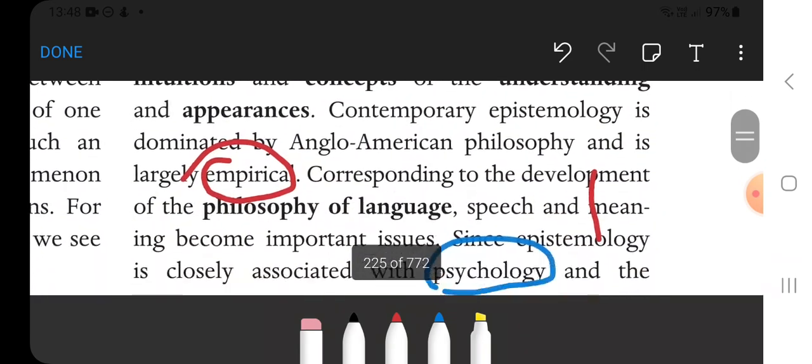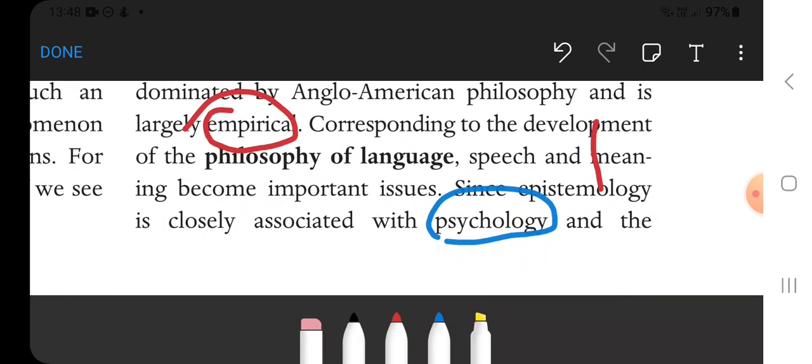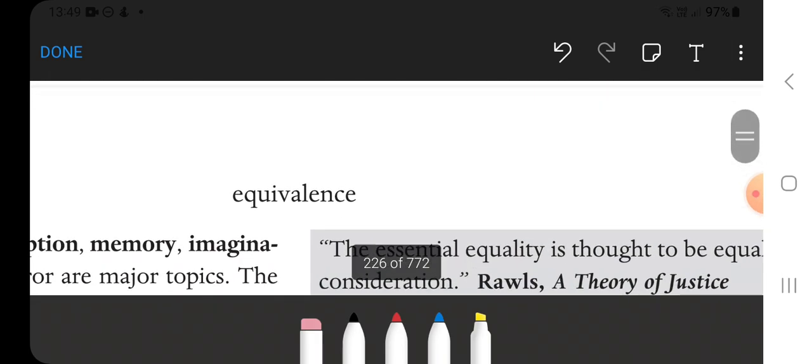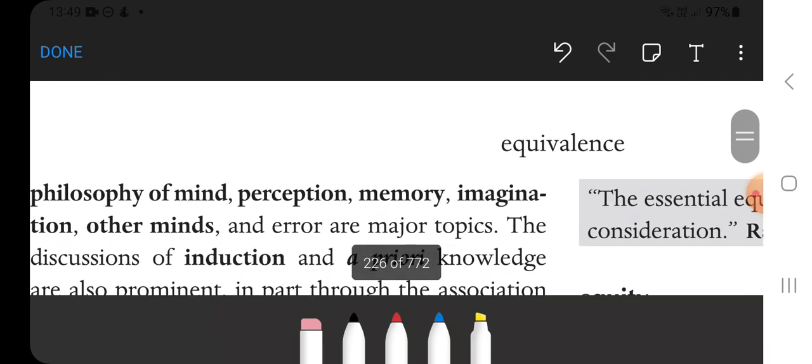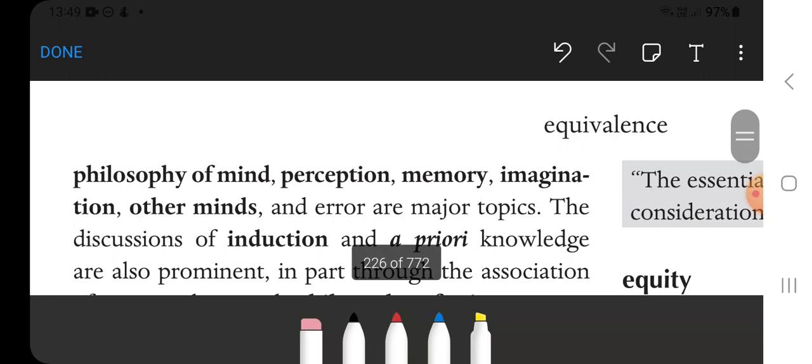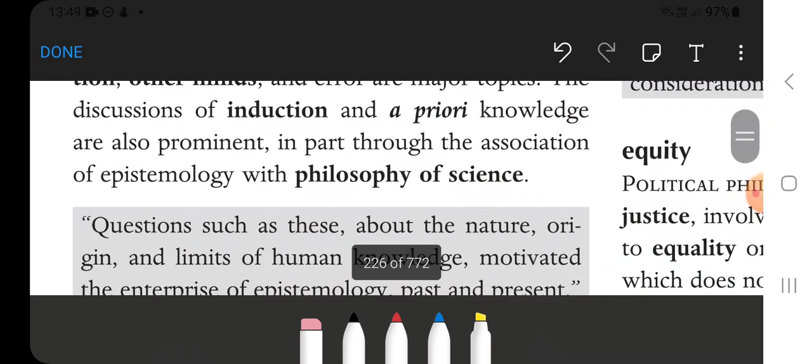Kant and his enterprise. And then through the rise of philosophy of language, language becomes important as well. And since psychology deals with the human mind, and the human mind is essential to acquiring knowledge, many issues discussed in psychology also become very important in epistemology, especially perception, memory, imagination, the question of other minds, and error. And finally, induction and a priori knowledge become important through the connection with philosophy of science.